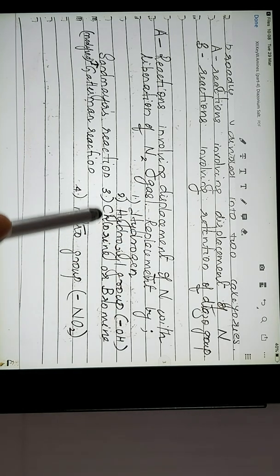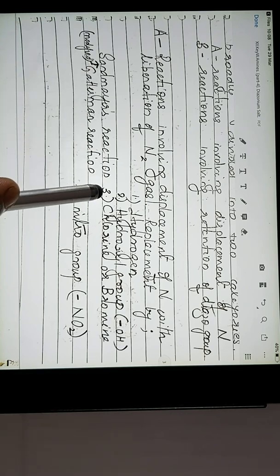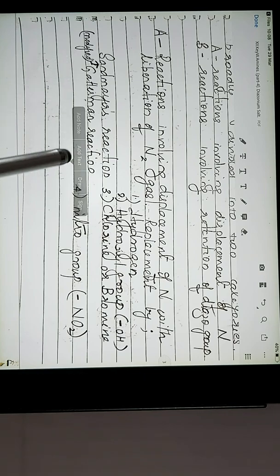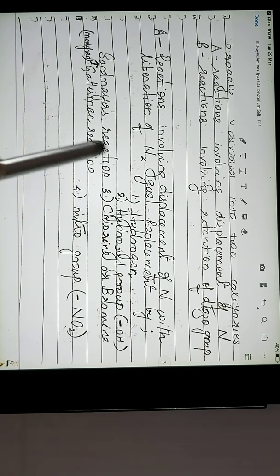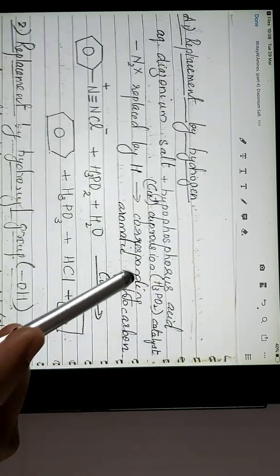In the reaction involving chlorine and bromine, we give a specific name, the Sandmeyer reaction, and a modified form of the Sandmeyer reaction is named the Gattermann reaction. Please note that these two terms are in the syllabus, so it's important for us to have a clear understanding of them. Now we will go with each of these reactions.